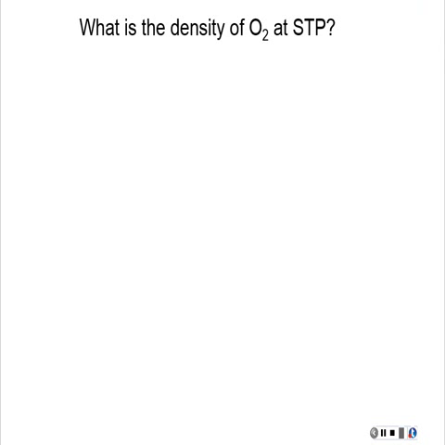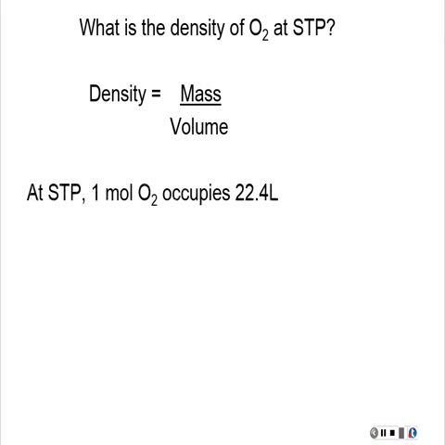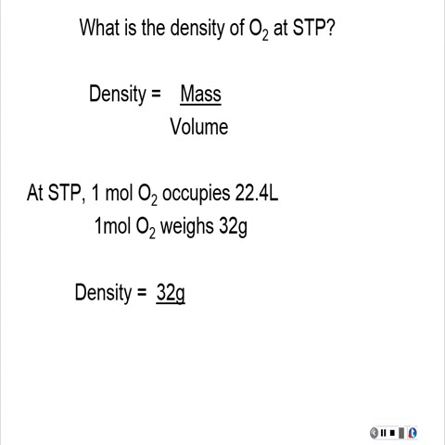We could find out what's the density of oxygen gas at STP. All we need to do is know its molar mass and its molar volume. So for the molar mass of O2, we would have 32 grams, and the molar volume is 22.4 liters, and so we can use these two in our density formula. And so we find then that the density of oxygen gas is 1.43 grams per liter at STP.